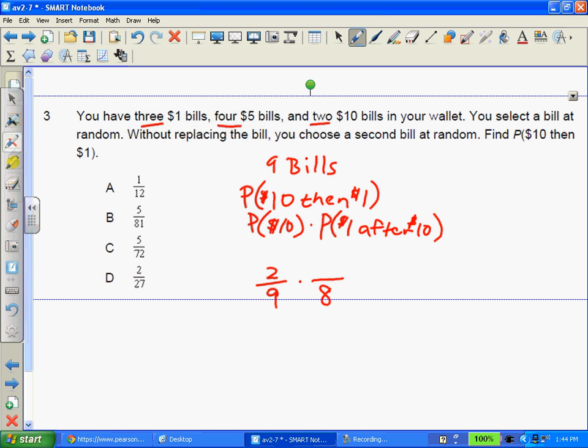So there are 8 bills left, but there are still 3 $1 bills. So it's 2/9 times 3/8, which is 6/72, or 1/12, which is A.